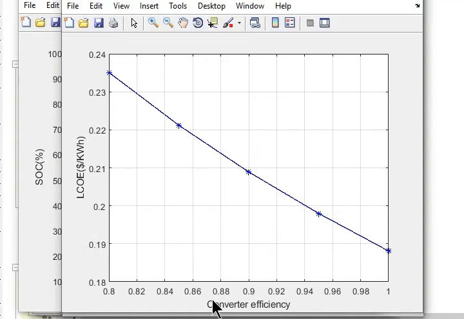The reason is that when the efficiency of the converter is increased, it means there is no loss of energy. So more energy will be transferred to the load instead of being lost. So the overall cost of the energy will be reduced.